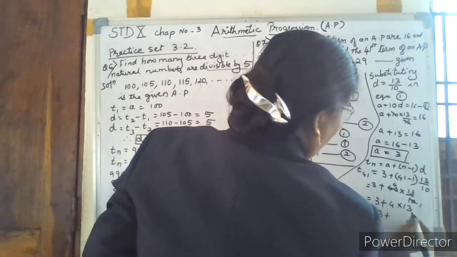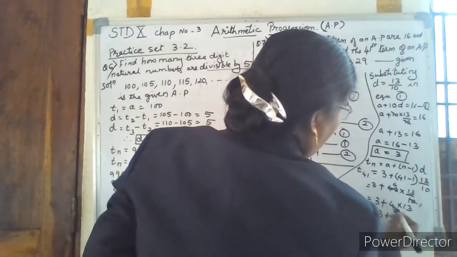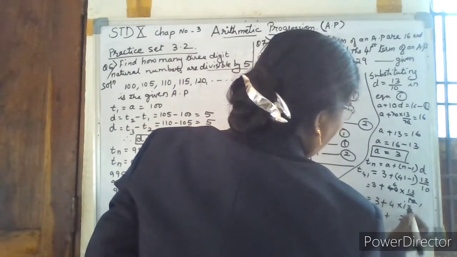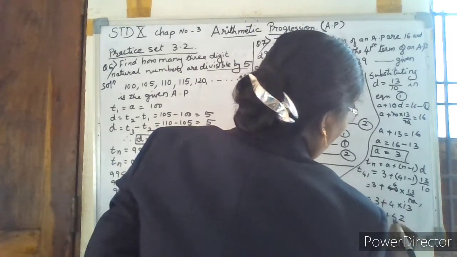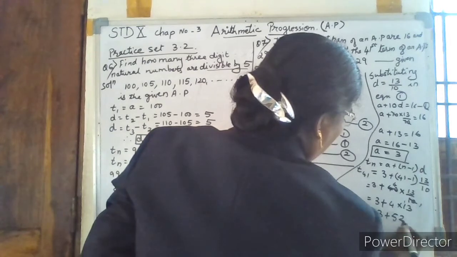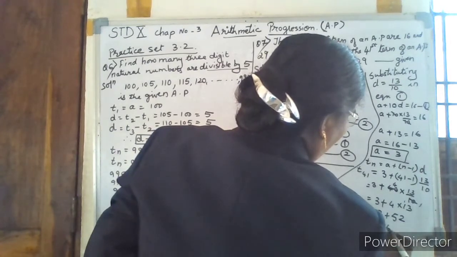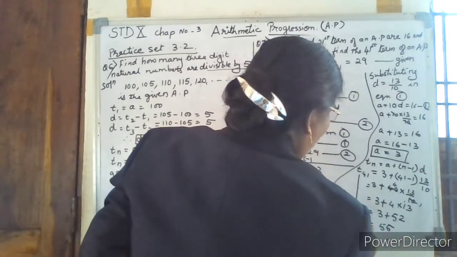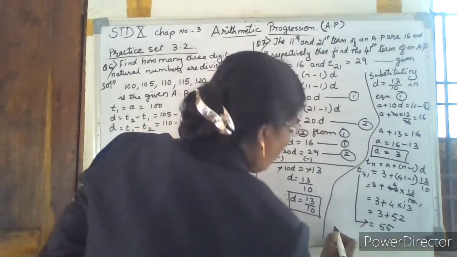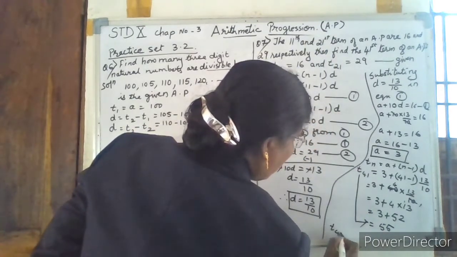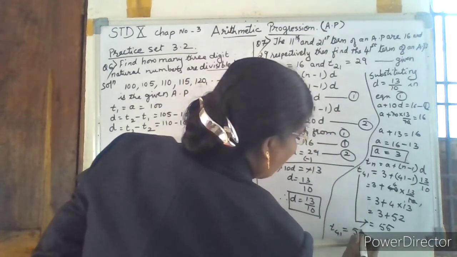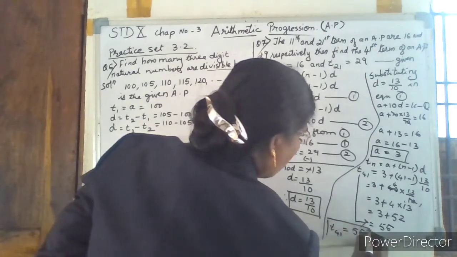You multiply first. 4 times 3 is 12, carry 1. 4 times 1 is 4, plus 1 is 5. So this is equal to 55. Therefore the 41st term is equal to 55. This is the answer.